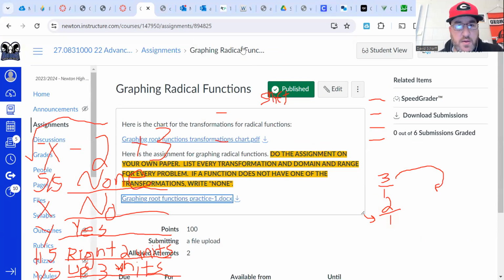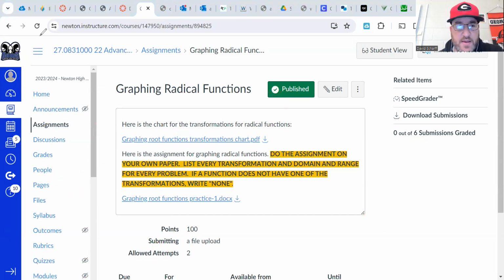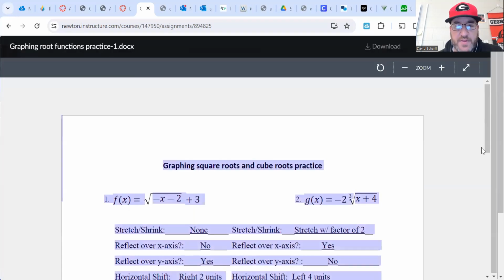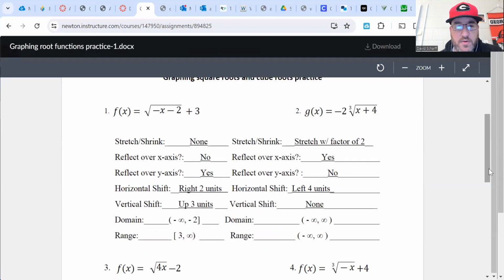Now let me get rid of it. All right. Those are the transformations. What about domain and range? Okay. Actually, let me back up. So before we even talk about domain and range, everything we just looked at, it's a square root. Everything's still going to be true for a cube root. Okay.